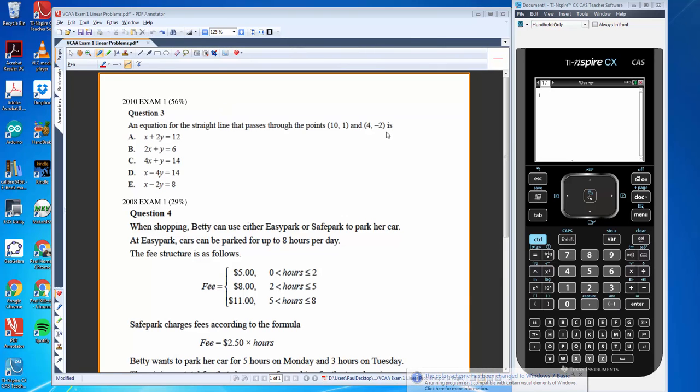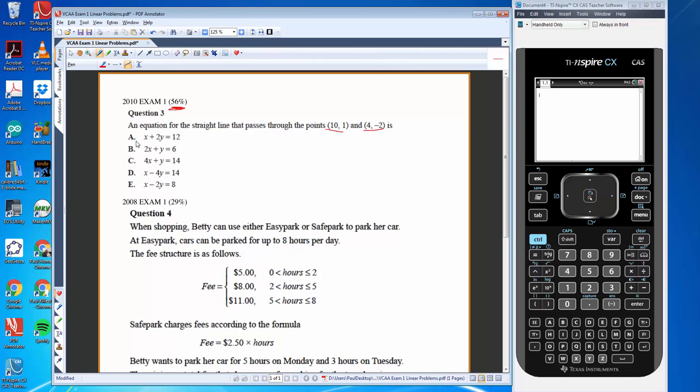Alright, what we're going to do is work these two questions from 2010 and 2008. This 2010 question seems fairly easy. It's the equation for a straight line passing through two coordinate points, and it's something that you've been doing probably since about year 8 or year 9. So why did half of the state get this question wrong?